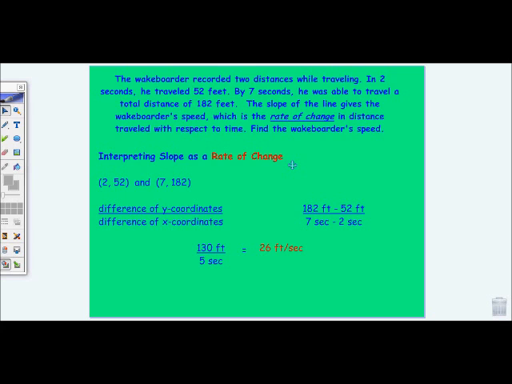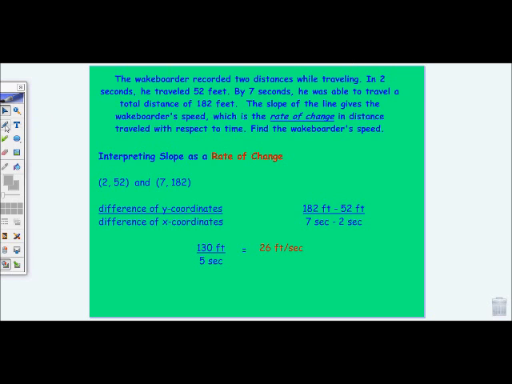The wakeboarder measured how far he went at certain times. Okay, in 2 seconds, he traveled 52 feet. But by 7 seconds, he was able to travel a total of 182 feet. So the slope of the line gives the wakeboarder's speed, which is the rate of change in distance traveled with respect to time. So we need to find the wakeboarder's speed. So first of all, let's figure out how we're going to interpret slope as a rate of change.